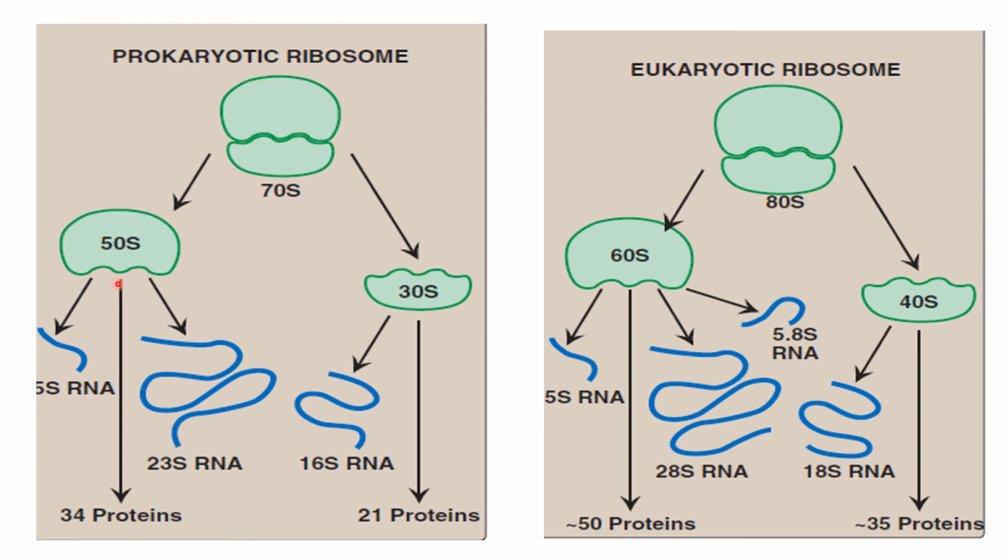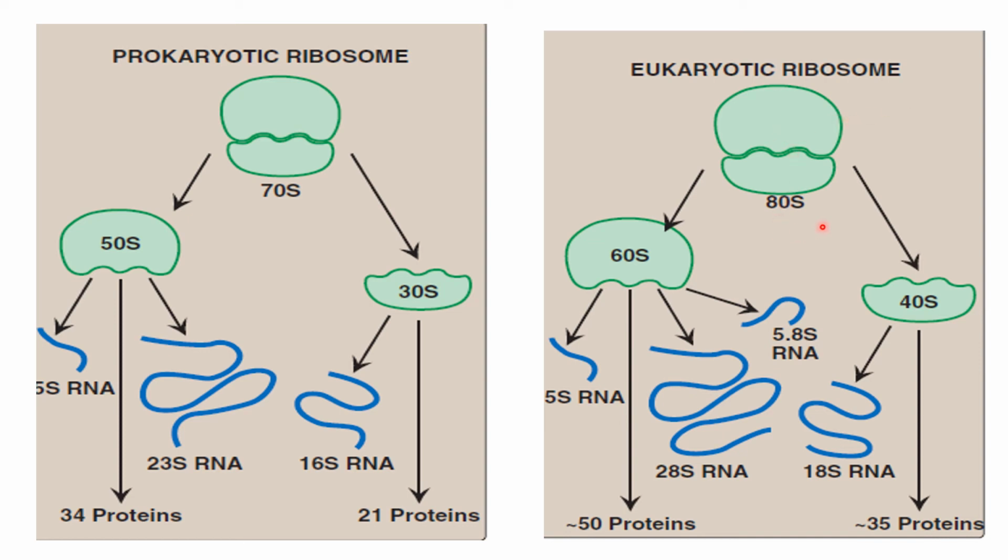The 50S contains the 5S ribosomal RNA, 23S ribosomal RNA, along with 34 proteins. While the 30S contains the 16S ribosomal RNA and 21 proteins to form this complex ribonucleoprotein. The eukaryotic ribosomes contain two subunits.